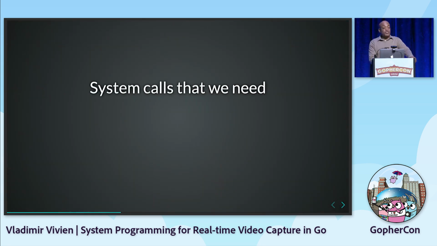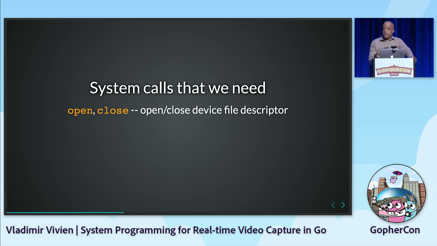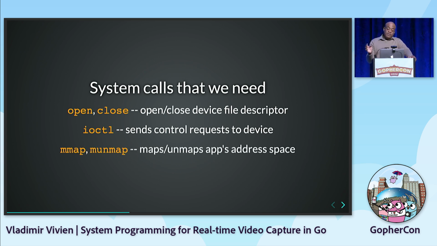So what system calls do we use? Well, we're going to use open and close, so we can get a file descriptor for the device. We're going to use ioctl. This is the way we're going to talk to the device and ask the device to do things for us, such as start capturing. And we're also going to, at least for this use, use mmap and munmap so we can map the device buffer onto our local memory address space. So we can do zero copy IO.